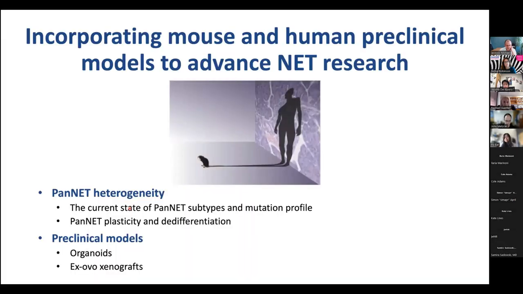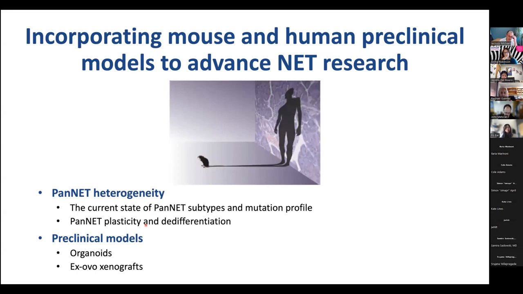to discuss the current state of what we know about the different subtypes in pancreatic neuroendocrine tumors and the mutation profile. And then I will talk about something that we're very interested in, the neuroendocrine plasticity in pancreatic neuroendocrine tumors, what drives it, and how it plays a role, especially in the more aggressive neuroendocrine tumors.